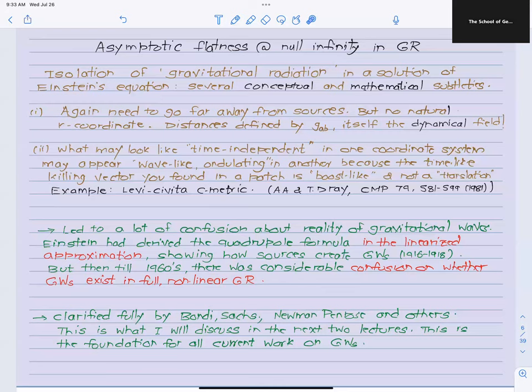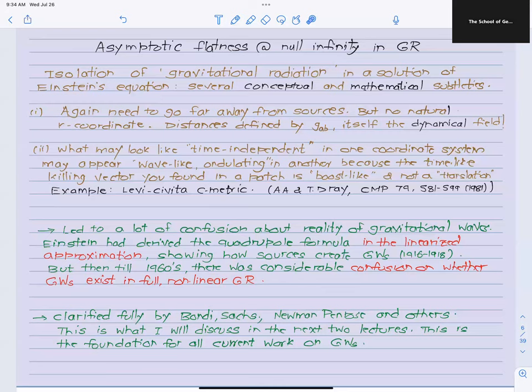Because, for example, what looks like a time-like Killing vector field in a coordinate patch is in fact a boost-like Killing vector field and not a translation. There is a very well-known example of this, which is the so-called Levi-Civita C metric. It was discovered by Levi-Civita a very long time ago, in 1919. And this metric seemed to have a time-like Killing vector field, and therefore people thought it has no radiation. But then some other people did a coordinate calculation and found that the solution was undulating at infinity, was wave-like at infinity, and therefore there was a lot of confusion about whether there is radiation in this metric or not.